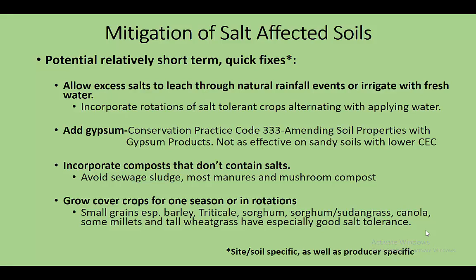Growing cover crops for one season or in rotation with maybe some salt tolerant vegetable crops or commodity crops. The small grains in general are pretty tolerant to a fairly high level of salt. Barley is especially tolerant to salt. But things like sorghum Sudan grass, canola, a number of the brassicas, some millets and tall wheatgrass are all species that inherently have pretty decent salt tolerance and can help ameliorate the situation.